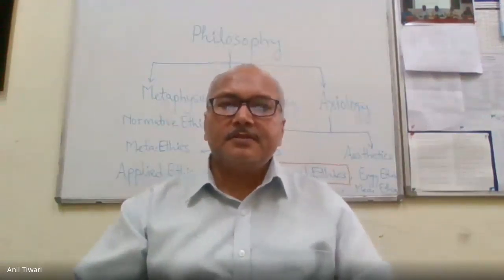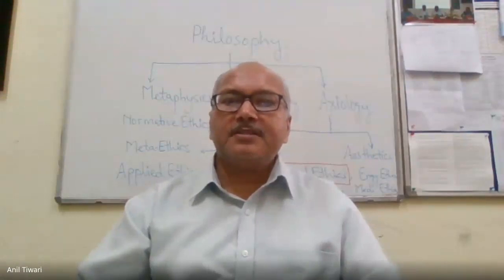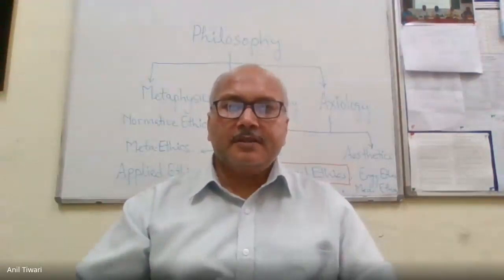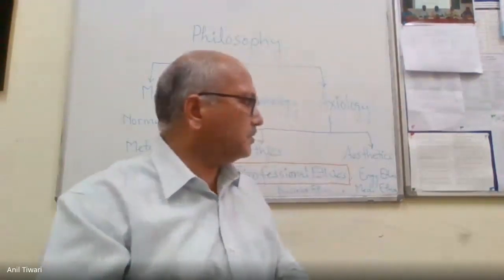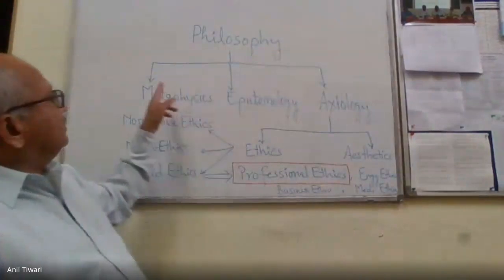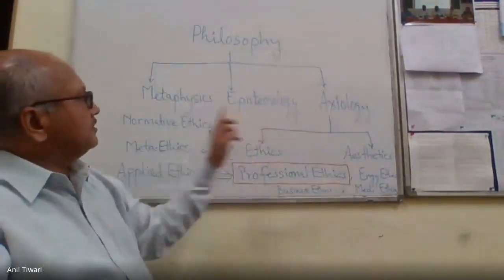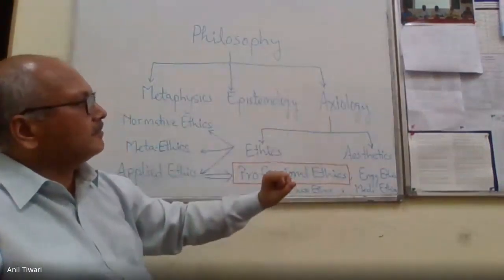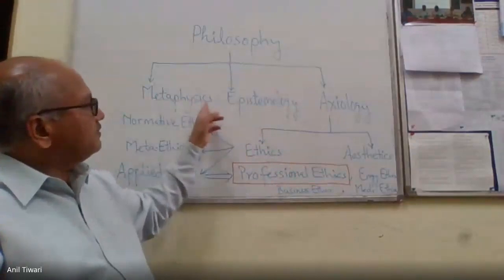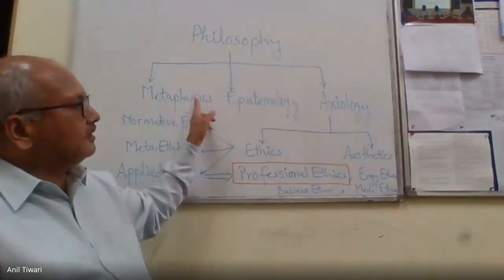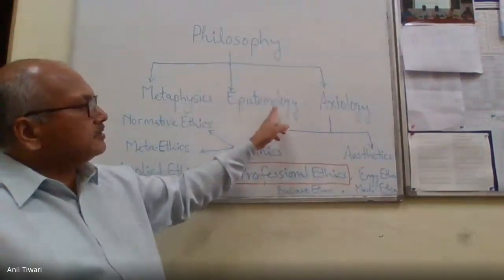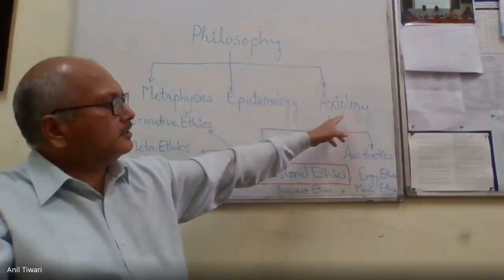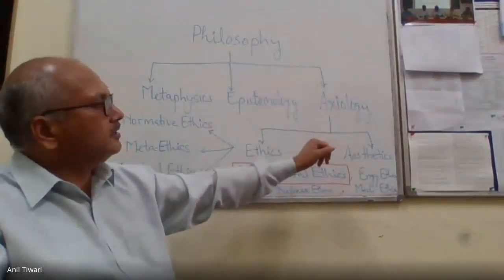Now, we have seen three major branches of philosophy where this skill is employed. If you can see the board, these are the three branches of philosophy: metaphysics, epistemology, and axiology. We have discussed that metaphysics is the study of reality. Epistemology is the study of knowledge, and axiology is the study of norms and principles.